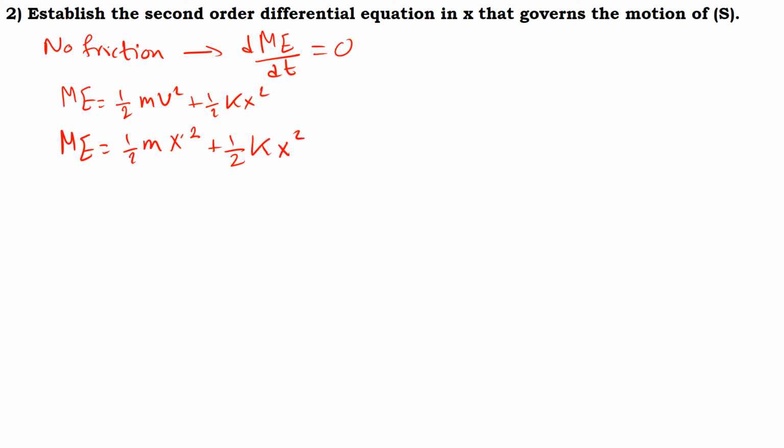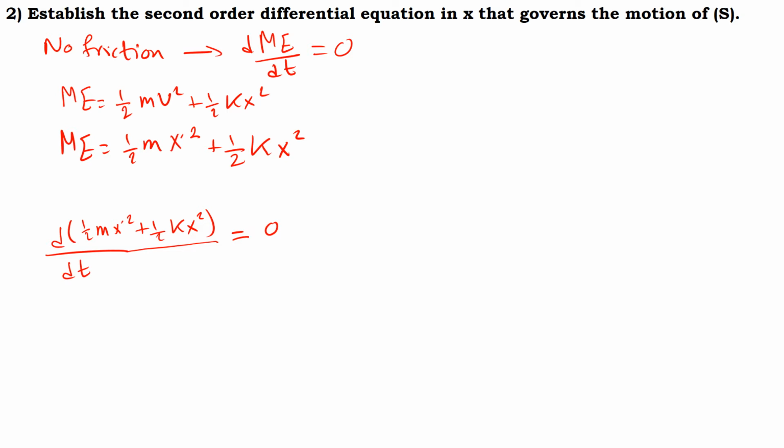Now, if you wanted to find d of mechanical energy by dt, so d by dt of 1 over 2 mx prime squared plus 1 over 2 kx squared is equal to 0. Why? Because we replaced in this formula ME, we replaced its form in this formula. So dME by dt equals 0. I took the same thing, but instead of ME, I wrote its form.